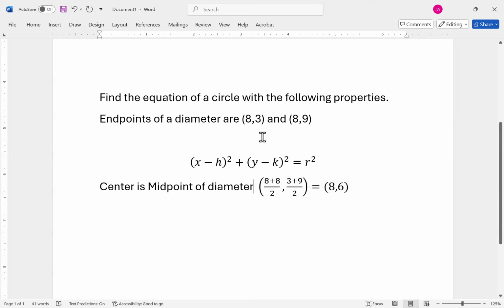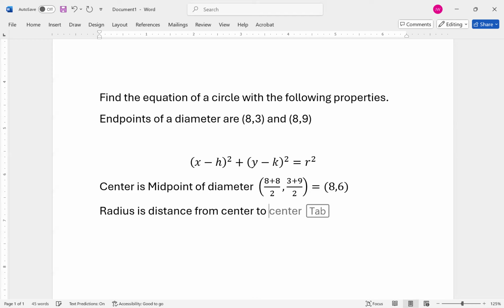This one was really easy because all we had to do is basically find halfway between the y values. The x values were going to obviously be 8. Now, the radius is the distance from the center to a point on a circle. Well, endpoints of a diameter are points on a circle. So from the center to a point on the circle, you can use the distance formula if you like.